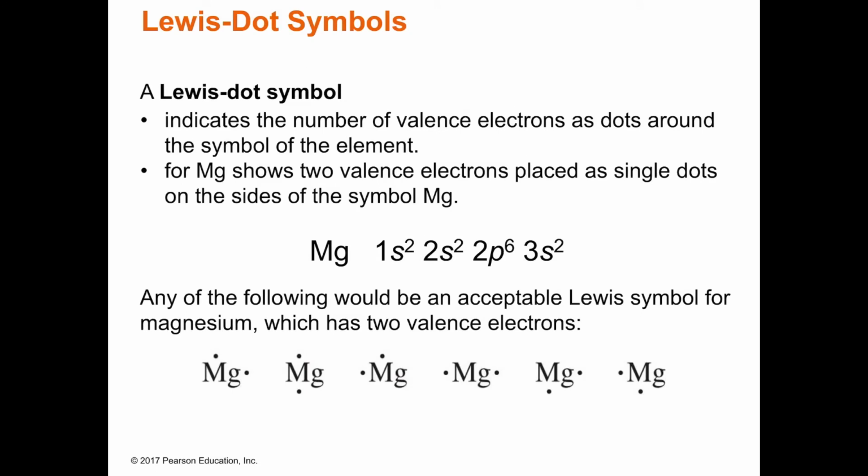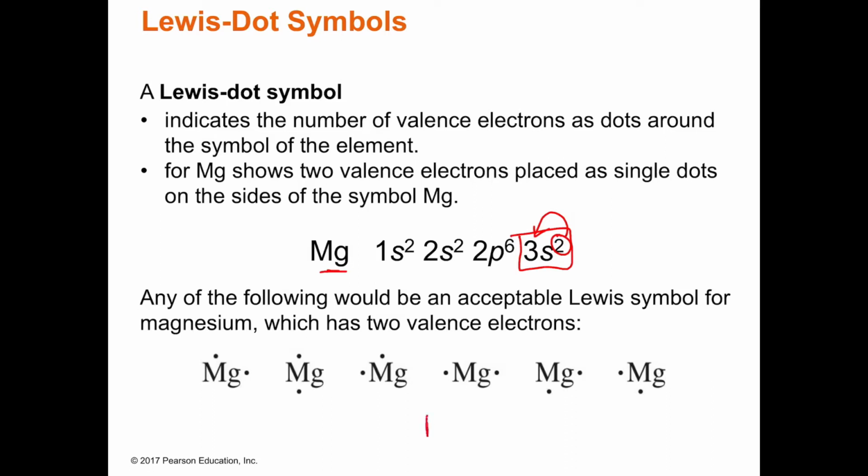Okay, Lewis dot symbols are really useful, again, when we get to bonding. They're going to show us the number of valence electrons as dots around the element. So like magnesium, if we wrote out the electron configuration for magnesium, 1s2, 2s2, 2p6, 3s2, there are 2 electrons in the 3rd energy level, which is the outermost energy level. So magnesium has 2 valence electrons. The way that we draw these Lewis dot symbols is we draw the element symbol, so Mg, and then we put 2 dots around magnesium. These are all the different ways you could show that magnesium has 2 valence electrons.